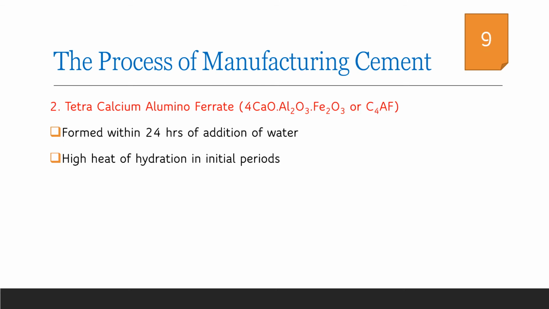Let the second ingredient be tetracalcium aluminum ferrite. The chemical formula is 4CaO·Al2O3·Fe2O3. It is represented as C4AF. It is formed within 24 hours of addition of water. It hydrates very rapidly, and hence heat of hydration in initial periods is mainly due to this component.